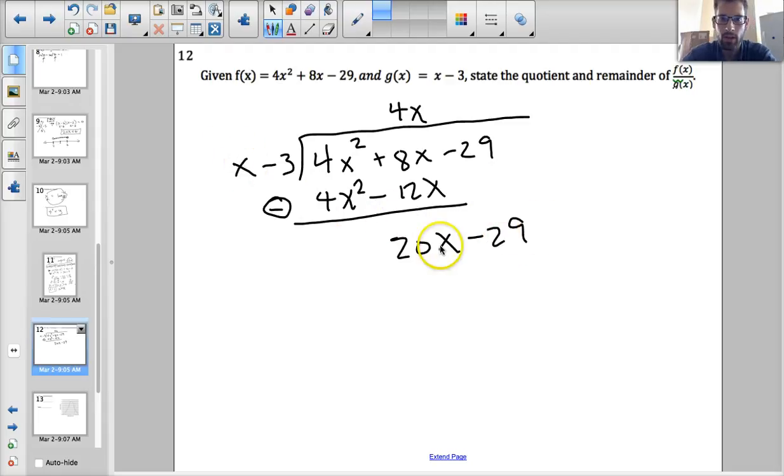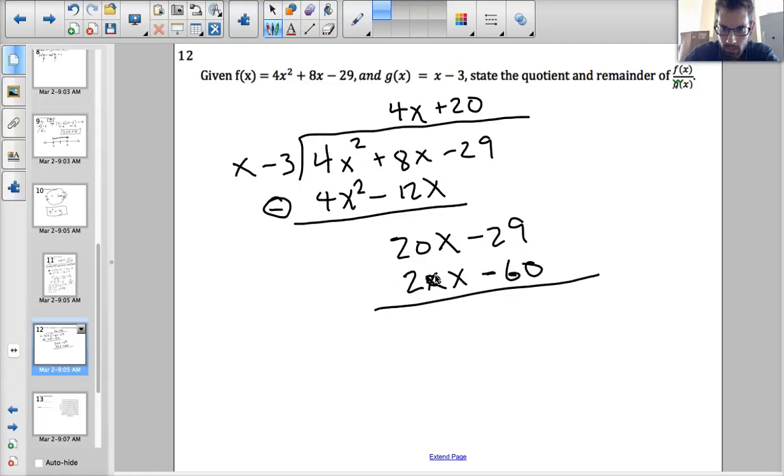Then x goes into 20x 20 times. Then I distribute. X times 20 is 20x. 20 times negative 3 is negative 60. Now I'm subtracting. 20x minus 20x, those cancel. Negative 29 minus negative 60 is like negative 29 plus positive 60, so that would be 31. So that means that my remainder is going to be 31 over x minus 3.